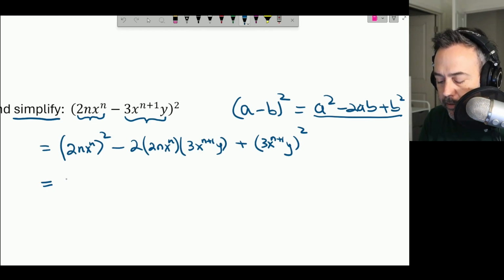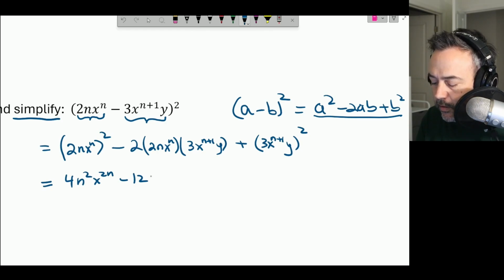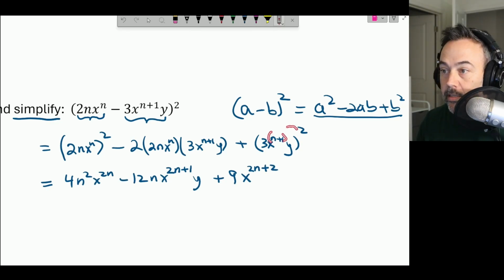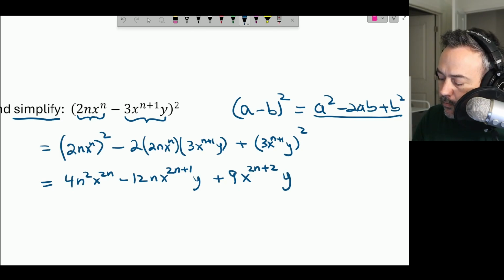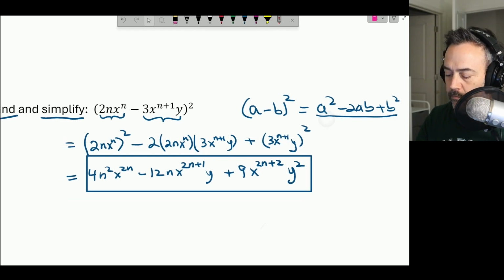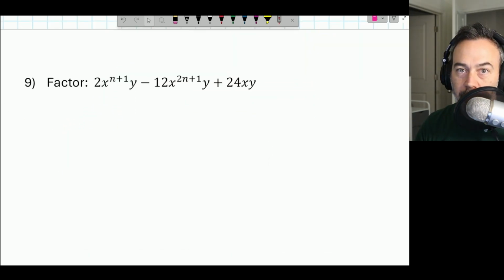Raise everything to the power of 2. 4n squared x to the 2n minus 2 times 2 times 3 is 12 n x to the n plus 1, which is 2n plus 1, y plus 3 squared is 9. x to the n plus 1 all squared is x to the 2n plus 2. Watch out, you need to distribute the 2 to that entire exponent. y squared. Done. That's it.